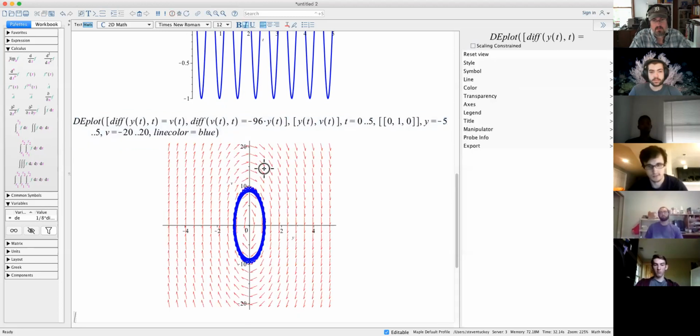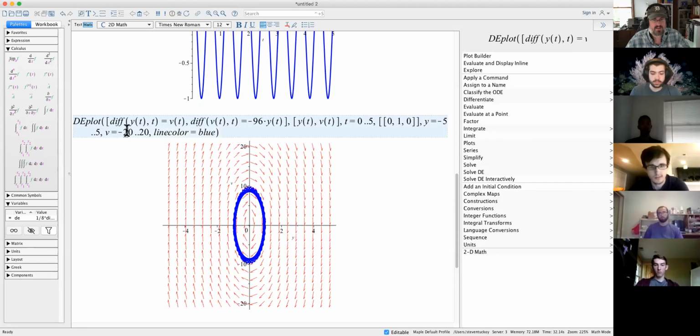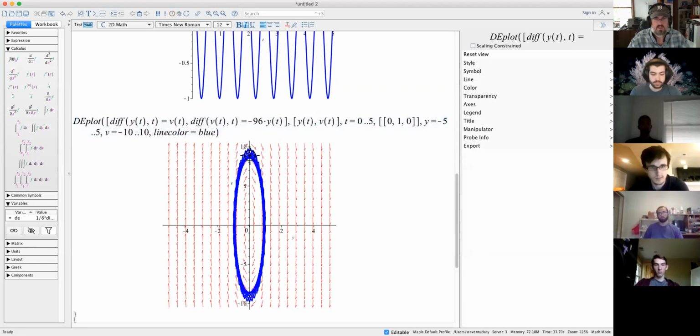Let's see. Hey, look at that. We didn't have to go that far. 10 would have been enough. Okay, so we'll make it go from -10 to 10. Now, what's going on? Why is it all fuzzy? Why is it jumping all over the place? What's going on?